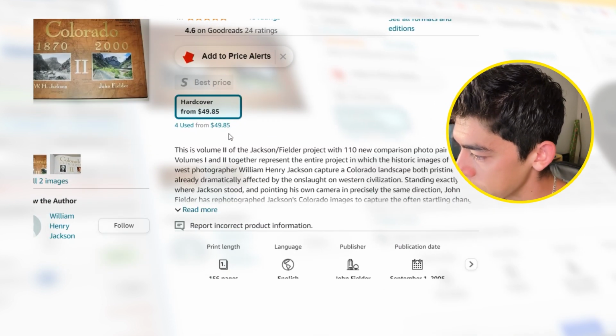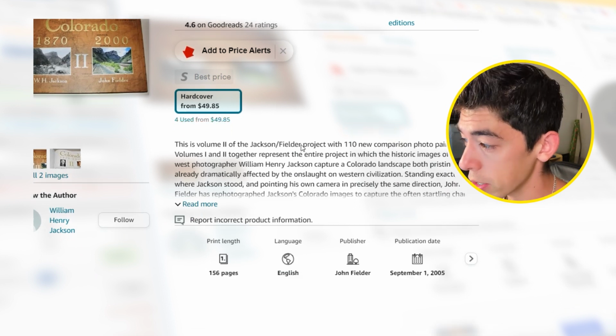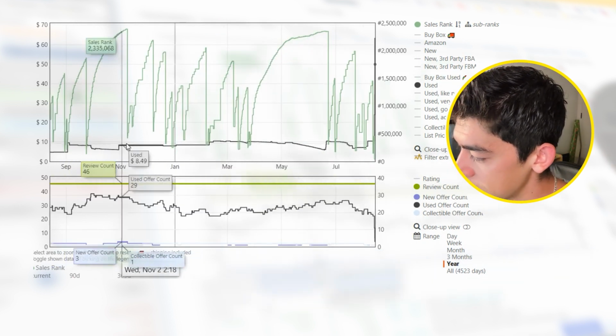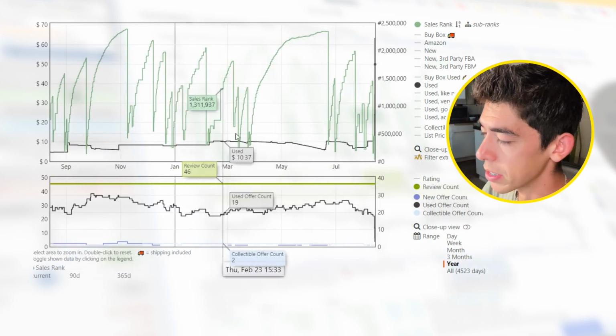Now, notice on Amazon that there's actually 4 offers listed for $50. So this is a book that just recently jumped up in price really high. But again, the baseline value, this book has been selling for right around $7 to $10 over the last year.